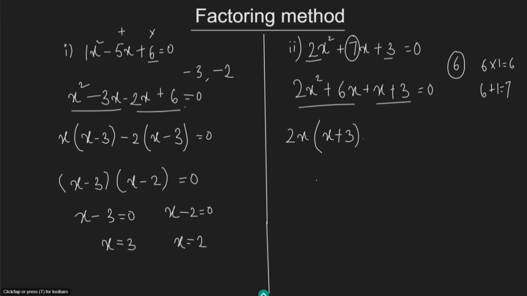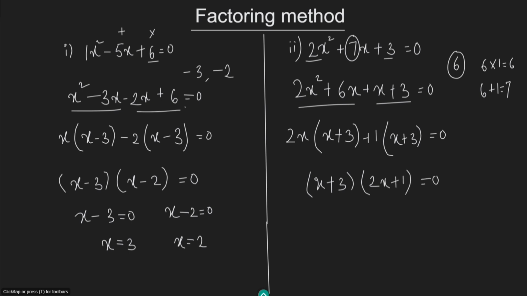Then from these 2 terms you take plus 1 outside, then you get x plus 3 equals 0. Now factorizing it further, we get x plus 3 multiplied by 2x plus 1 equals 0.